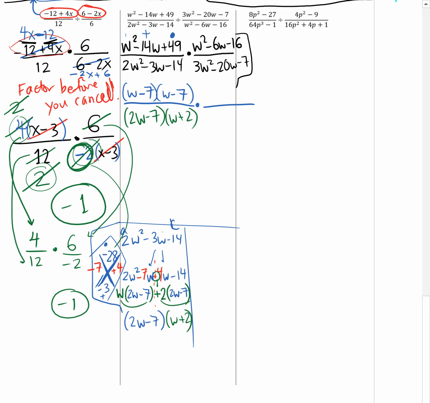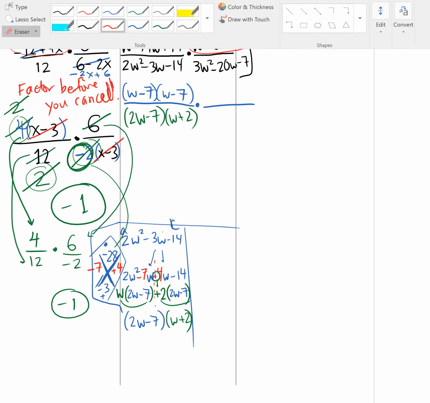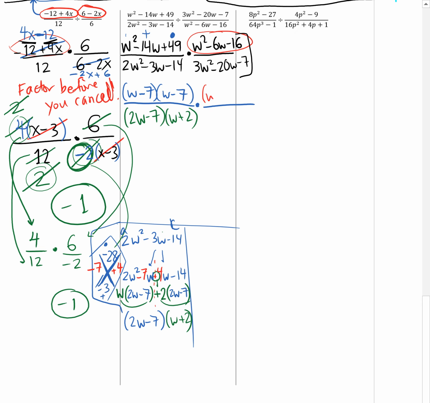Okay, now let's look at the numerator of the right fraction. W squared minus 6w minus 16. Thankfully, that's a trinomial with leading coefficient 1. So I don't need to do the x method. I just can go w, okay. What multiplies to negative 16 but adds up to negative 6 would be negative 8, positive 2. Or vice versa. It could be positive 2, negative 8.